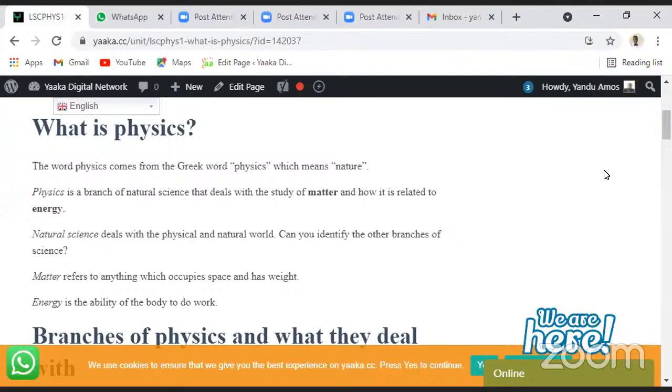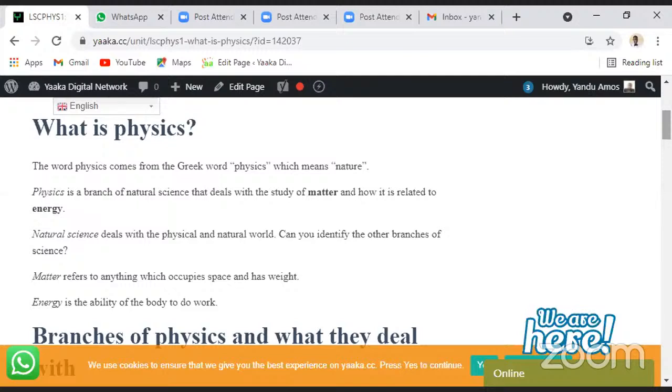You see, for physics, we are saying it is a branch of natural science that deals with the study of matter and how it is related to energy. So in simple words, define physics as a branch of science that deals with the study of matter and energy. Matter here refers to anything which occupies space and has weight. So anything here in the world that occupies space and has weight is referred to as matter. And then, of course, energy is the ability to do work.